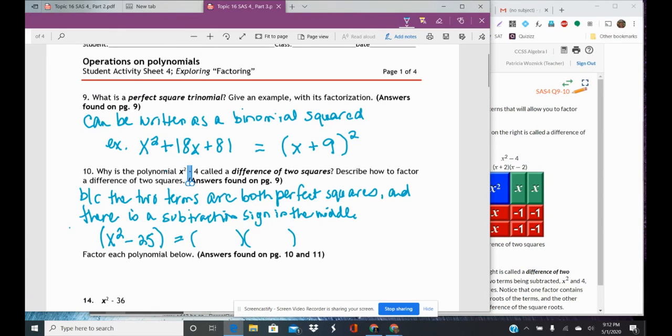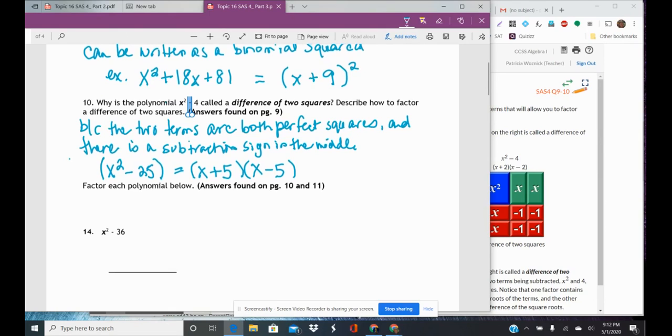roots. X squared's root is x and x. 25 has a root of 5 and 5. But what's different here is that you have to have a plus and a minus in the middle. Your two factors are going to be one is the sum and one is the difference. All right, so let's factor each polynomial.